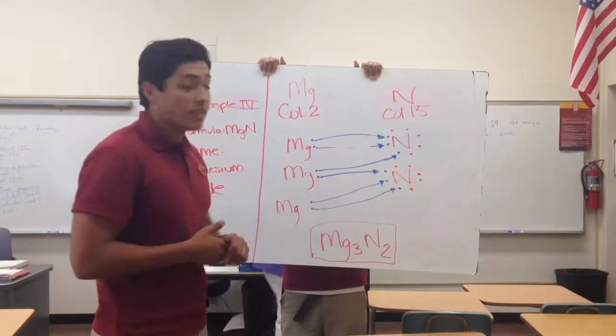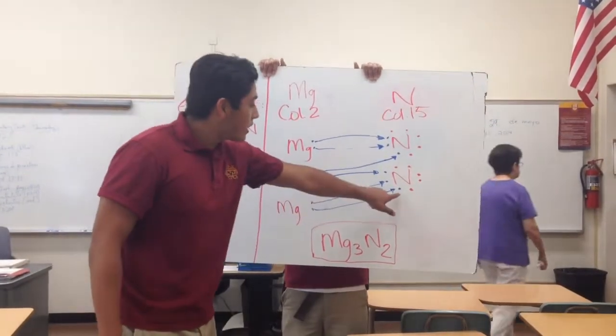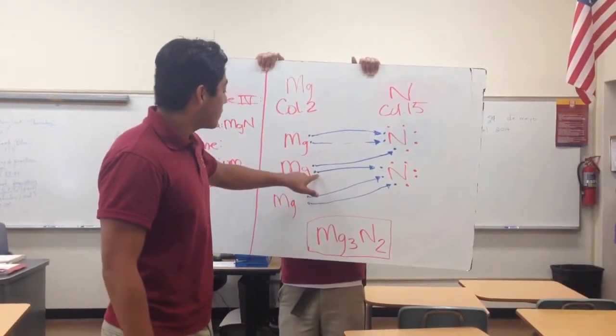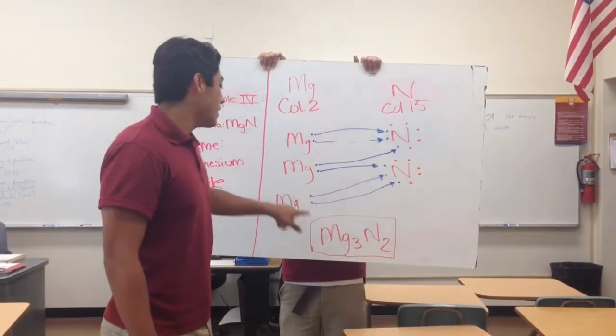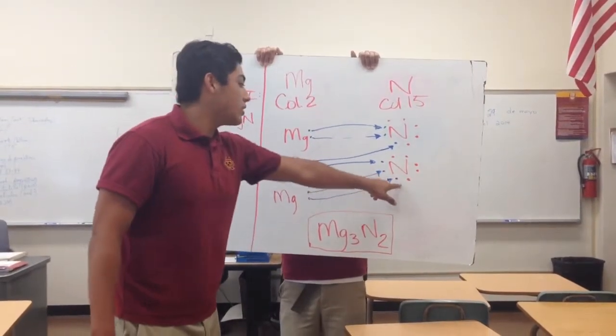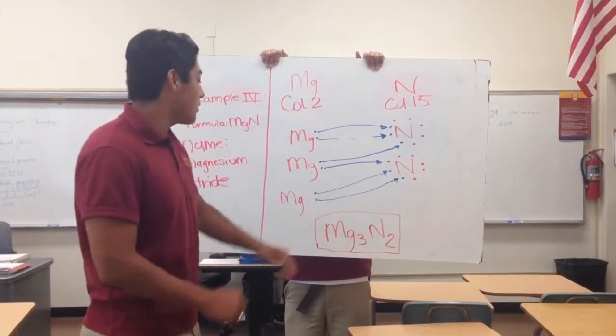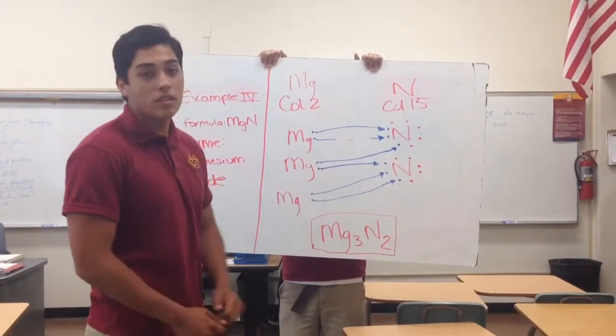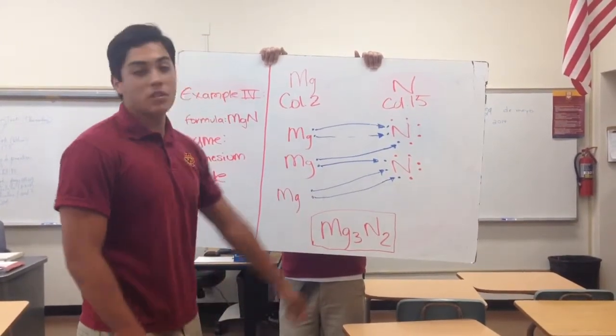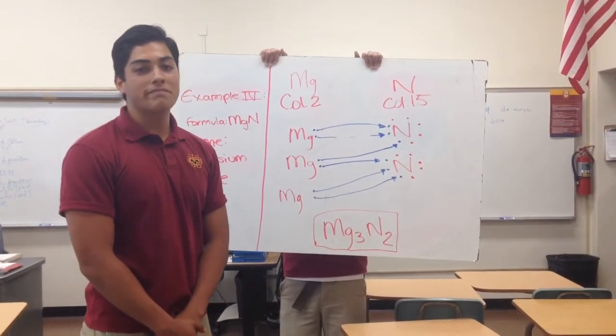But since magnesium has 1 left over, you add another nitrogen, and it gives its valence electron to nitrogen. And since nitrogen still doesn't fulfill its octet rule, you add another magnesium, which has 2, and there you have it, Mg3N2. Thank you for watching.